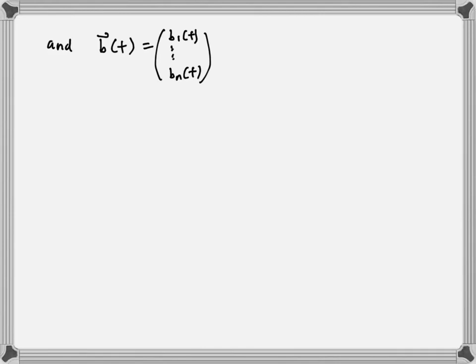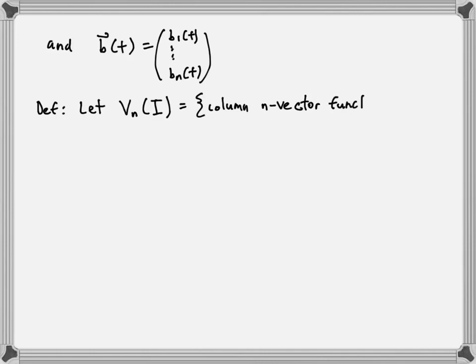Okay. So this is how we formulate a system. And we're going to be talking a lot more about this vocabulary in this section. So where is the vector space? Let's go ahead and define the vector space that we are talking about. So we're going to define Vn on I to be exactly the set of all column n vector functions on I.